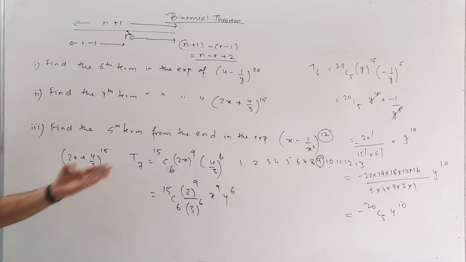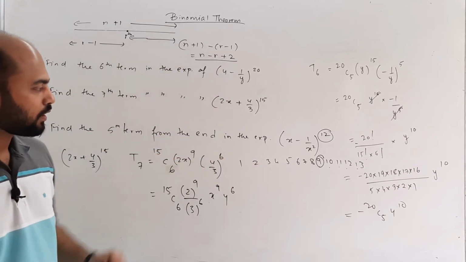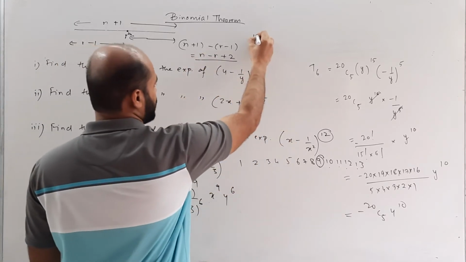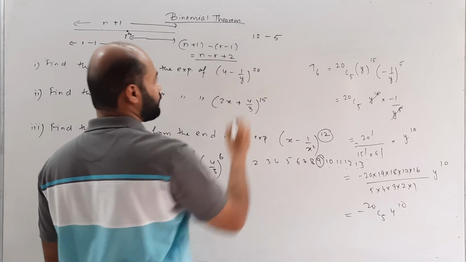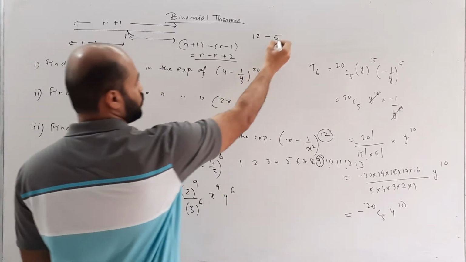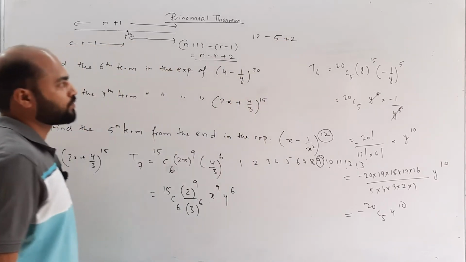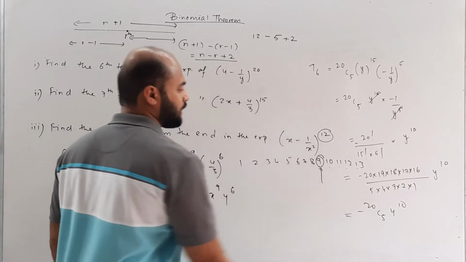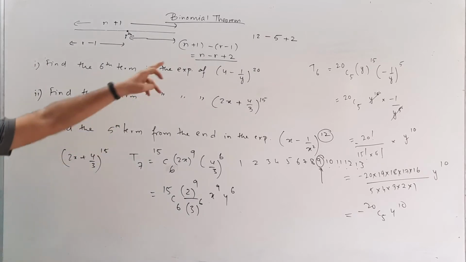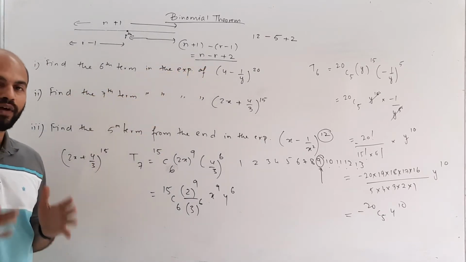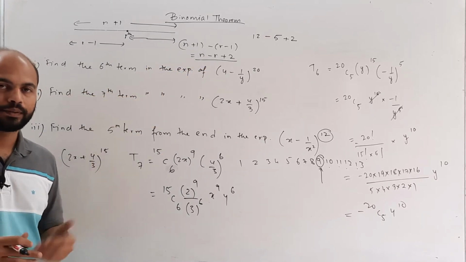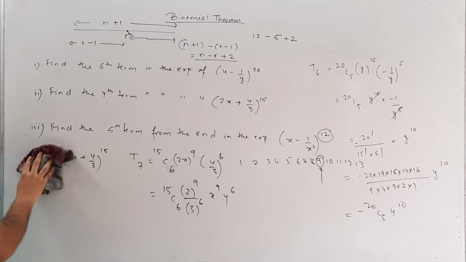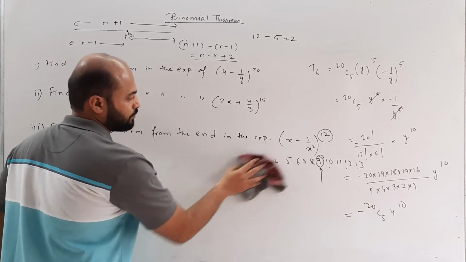Now let us apply this formula in this particular case. Here the number of terms n that is given to us is 12. 12 minus 5, so it was the fifth term from the end, plus 2. So 12 plus 2 is 14, 14 minus 5 is 9, and what we have circled over here is 9. So this is the standard formula that we have to follow if we have to find the general term from the end. So it means that we just have to find the ninth term in the expansion.